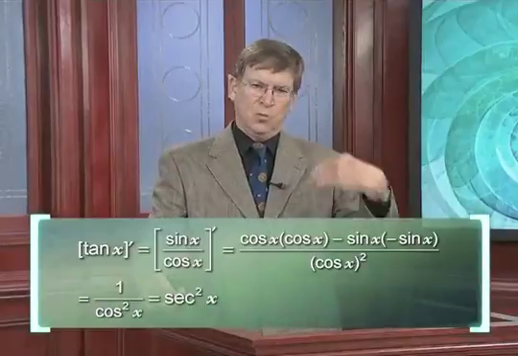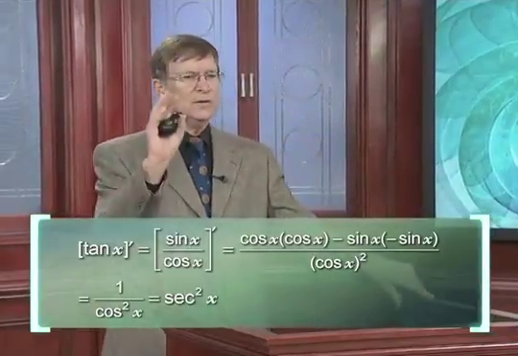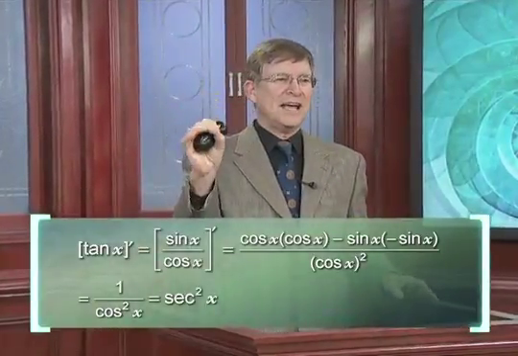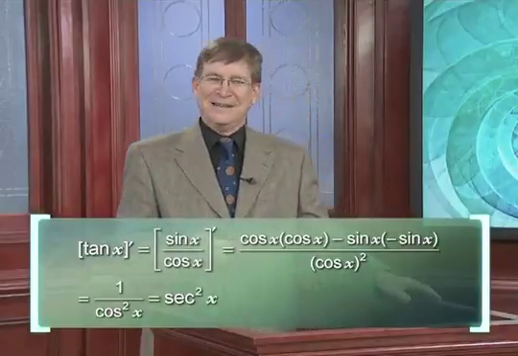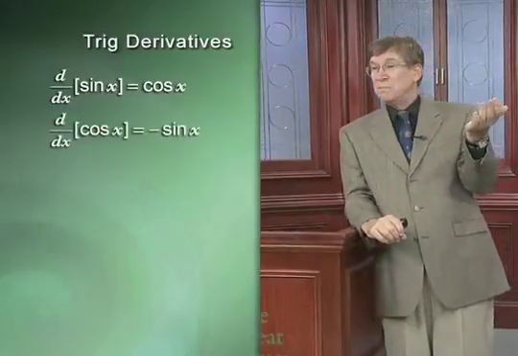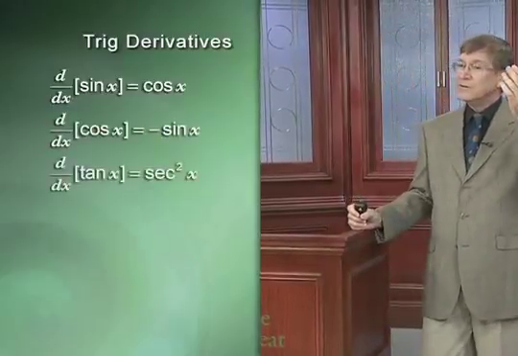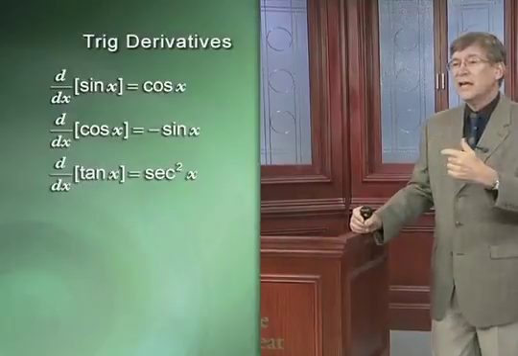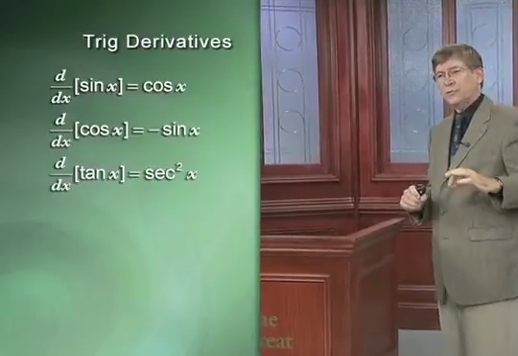Remember, secant is 1 over cosine. So the derivative of tangent is secant squared. Isn't that nice? Kind of a clean formula. So there are 6 trigonometric functions that we work with in calculus, and they all have derivatives. We now know 3 of them. The derivative of sine is cosine, the derivative of cosine is minus the sine, and the derivative of tangent is secant squared. What about the other 3?